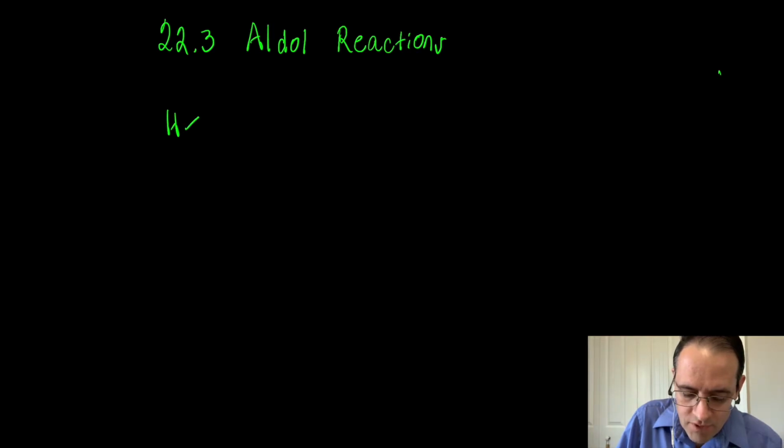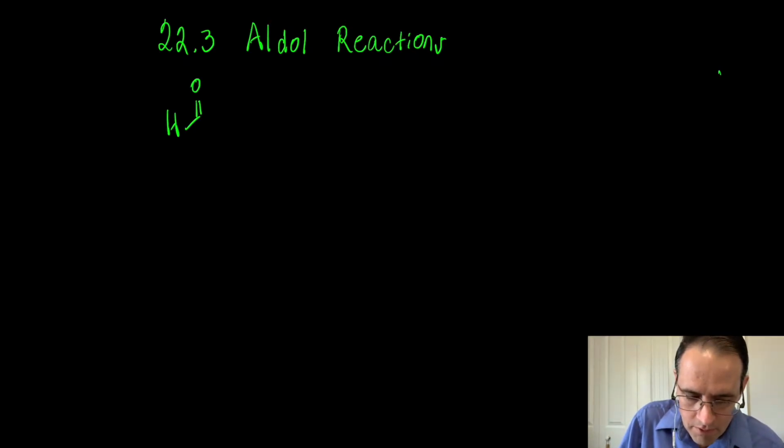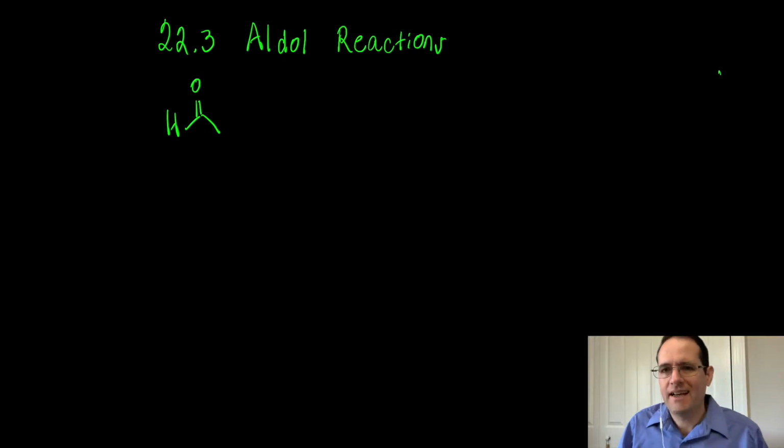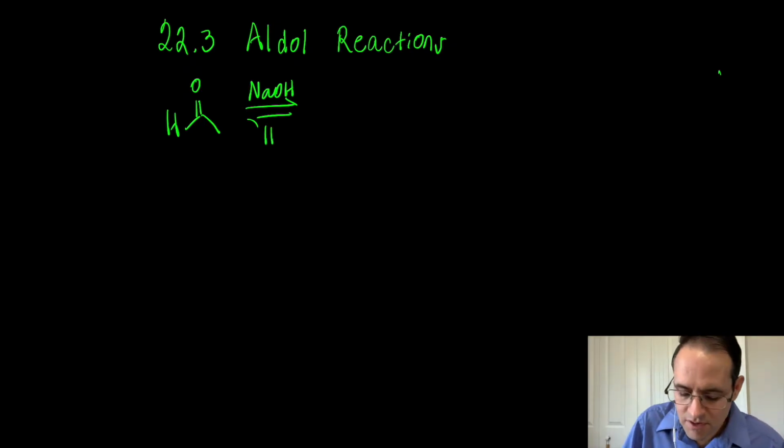And what you form from the chemical reaction are aldehydes that have an alcohol functional group. So it's an aldehyde alcohol. We abbreviate that aldol. Okay, so here's a typical reaction. We have acetaldehyde, and this can react with sodium hydroxide in a protic solvent to give you the aldol product.